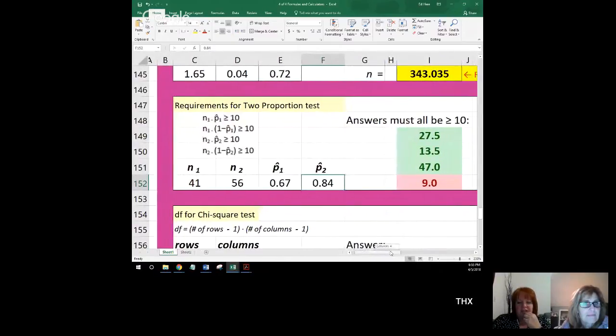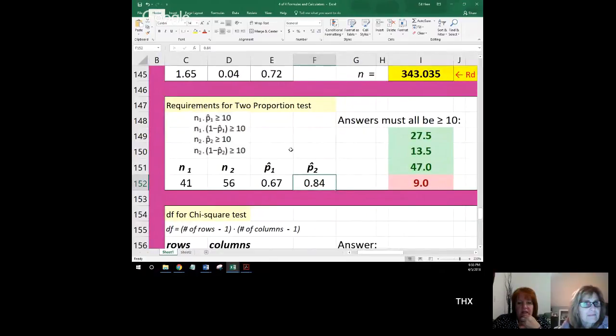Okay. So you put all of these in, and one of them is not greater than 10. Yeah, and like I say, I don't usually use this. I just have it to kind of help me during the textbook portion. So this first one, this 27.5, is the answer to this first formula. Second formula is 13.5. Third formula is 47. And then the fourth formula is the 9. And they all have to be greater than 10. So we say no, because in at least one case, it was less than 10.